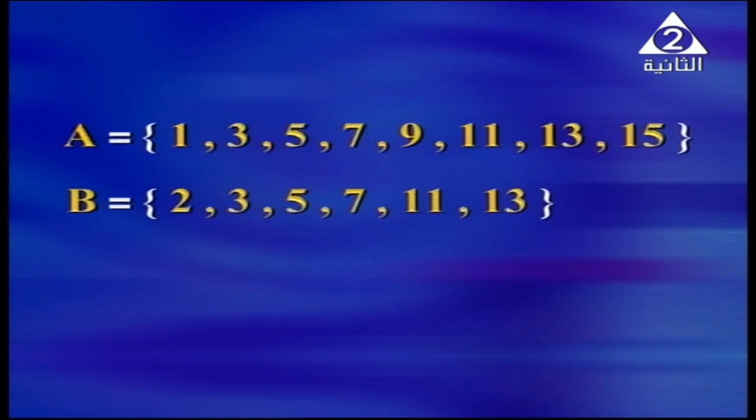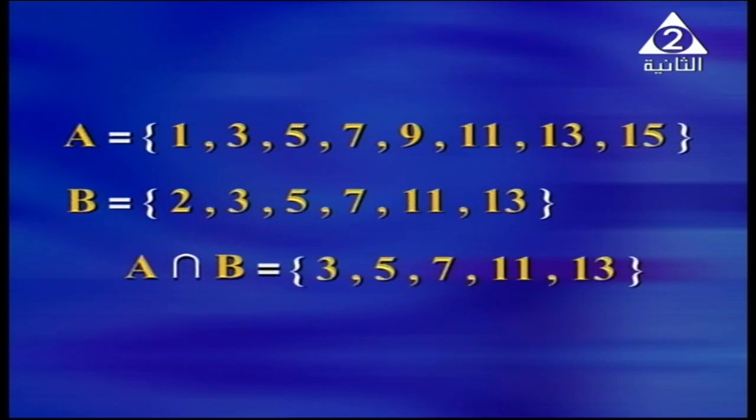Then what about B? That's correct. B is the set of prime numbers from 1 to 15. So B will be {2, 3, 5, 7, 11, and 13}. In this case, you are going to notice that there are some common elements between A and B. So we can say that A intersection B equals, that's correct, {3, 5, 7, 11, and 13}.